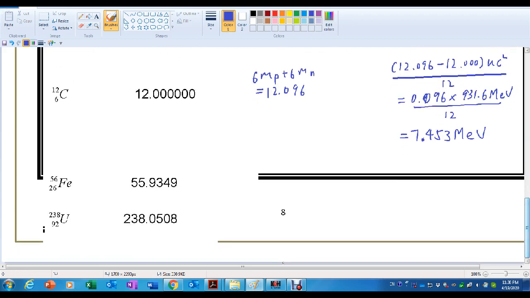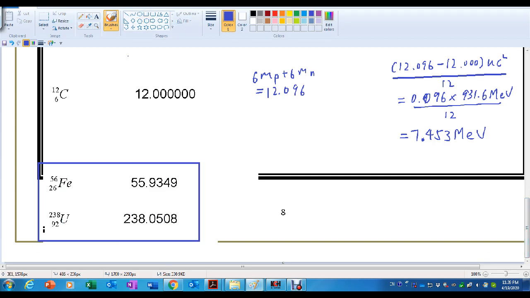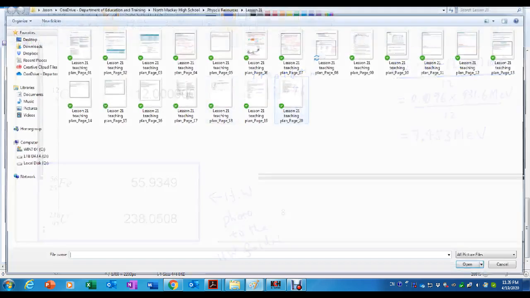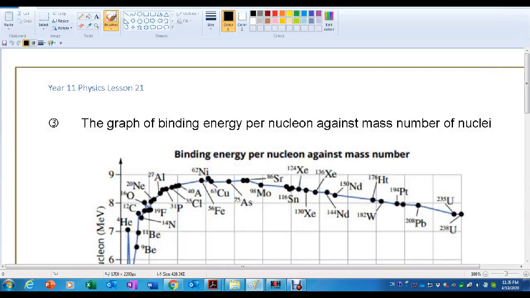Okay, so I don't have space to calculate for these two. Can you do them as homework? For these two, please do it as homework and photo them, please, to the homework folder. All right, thanks. Okay, let's move on. Lots of calculation here.